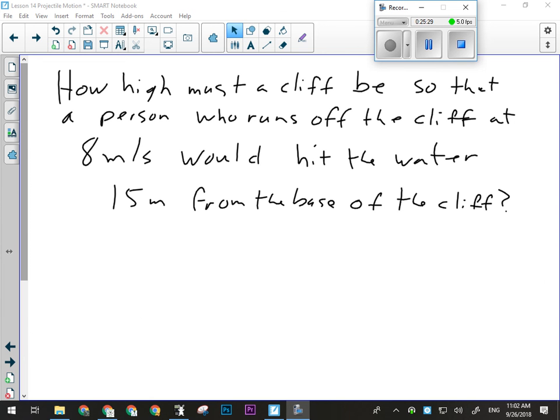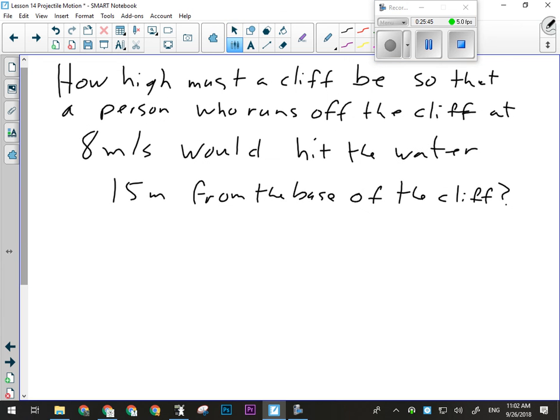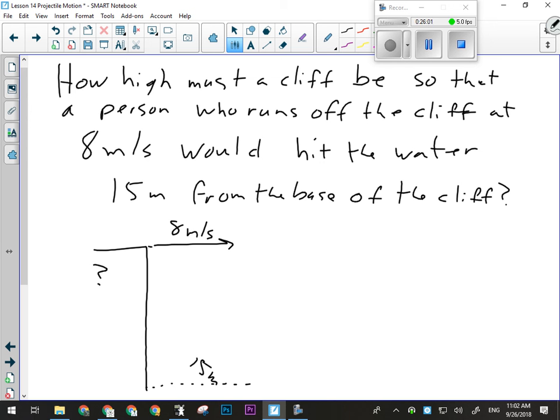So we want to find the height of a cliff. We need to know how high it has to be so that a person who runs off the cliff at 8 meters per second would hit the water 15 meters from the base of the cliff. As a kind of diagram of this situation, here's our cliff. The person's running off the cliff at 8 meters per second. We're looking for the height of the cliff, but we know that they're going to land 15 meters from the base. So essentially they're doing this. We need to figure out how high the cliff is with that information.